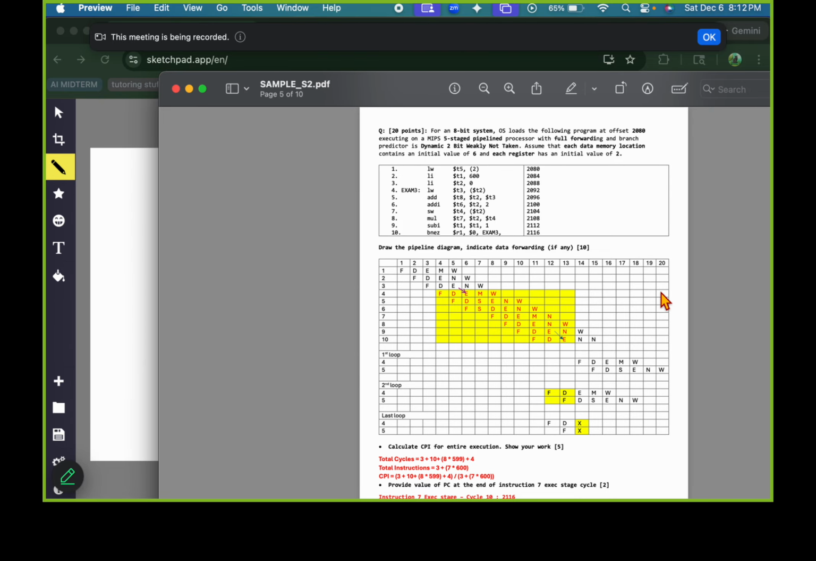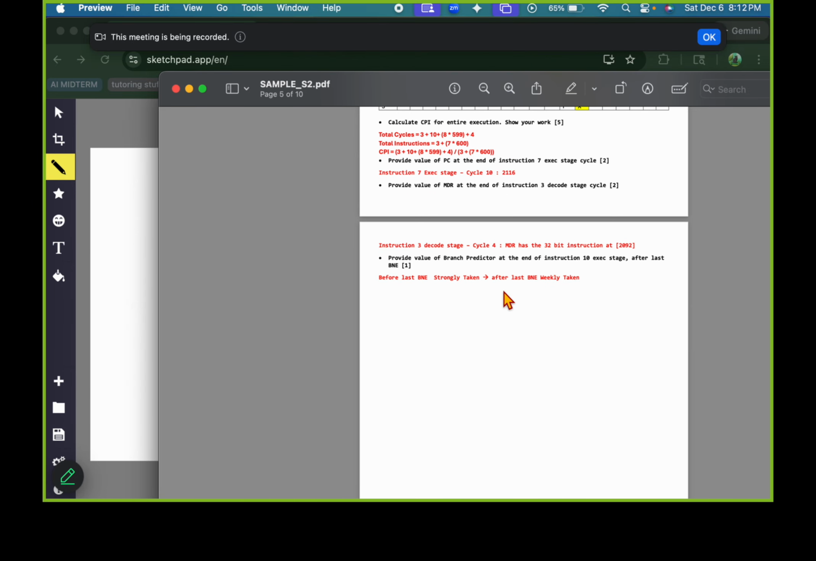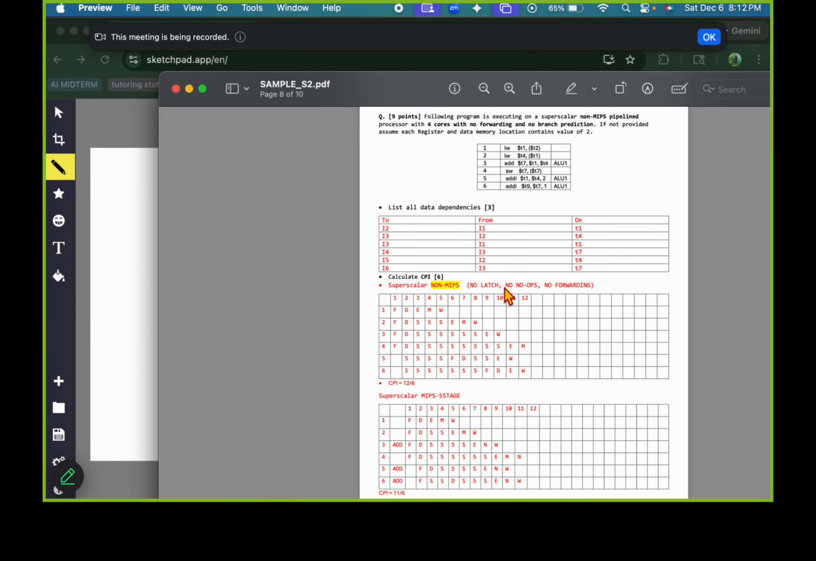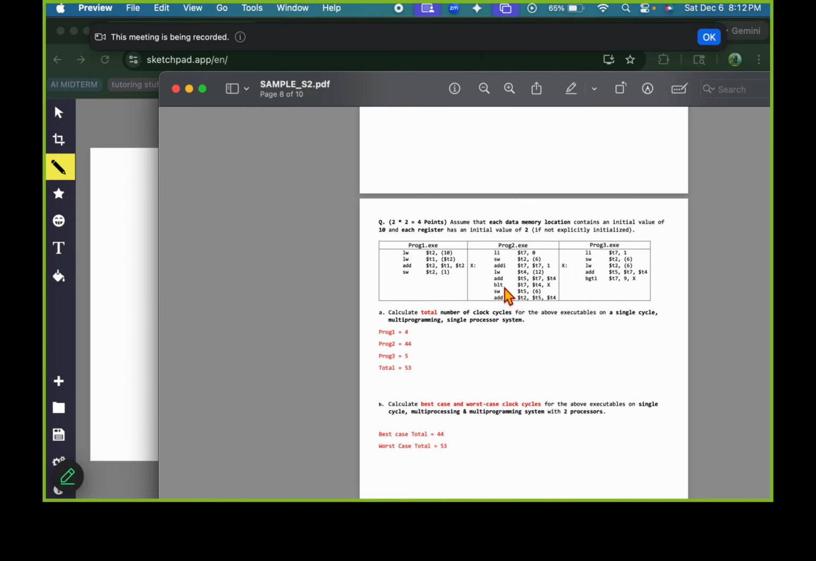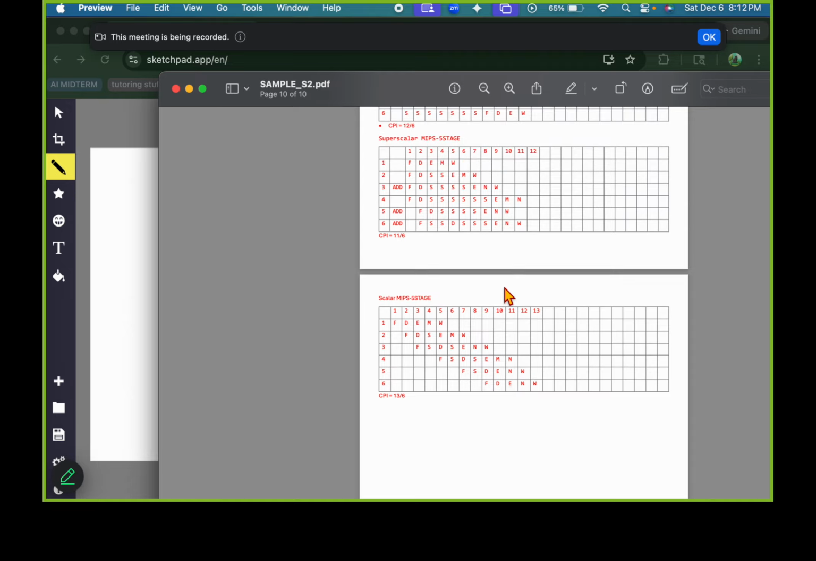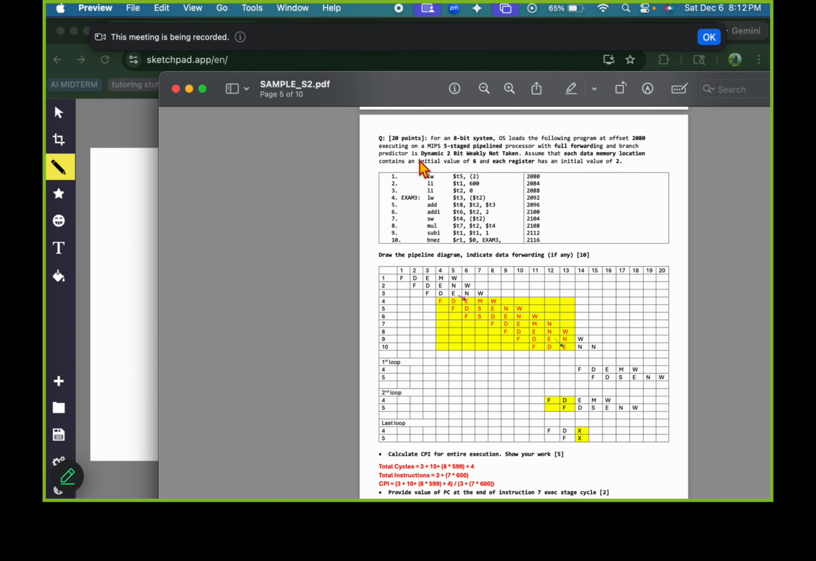So before we go into this, let's see. Okay, we got this question. We got the branch predictor question. We have superscalar and multiprogramming, multiprocessing. Okay, I think that's a good set to start with, and then we can go from there. So let me move this over, and I'll put this on.